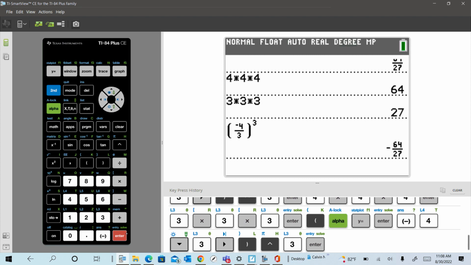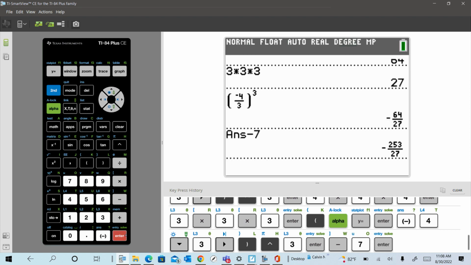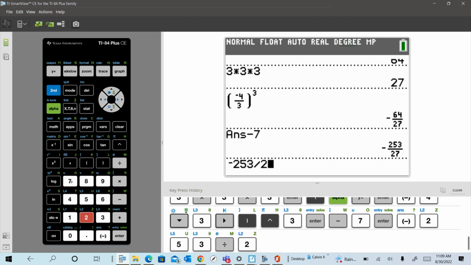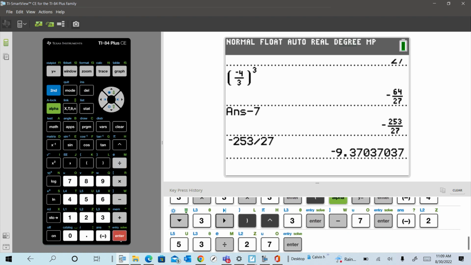And then we have to subtract 7 from that, right? So minus 7. Enter. And we get negative 253/27. You could keep fraction answers. I don't really want decimal answers. No, that is the simplified answer. If you put negative 253 divided by 27, this might be, let me see, irrational. Well, it is repeating.